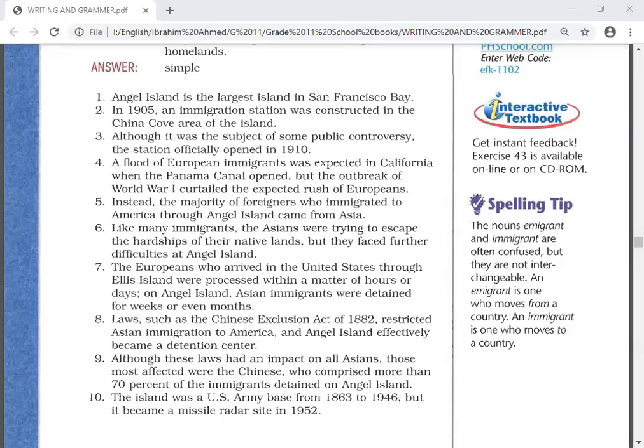Number 9. I'll go to Kiara. Kiara, can you do number 9? It's complex. Thank you. It's a complex sentence; "although" introduces the subordinate clause. Although these laws had an impact on all Asians, those most affected were the Chinese, who comprised more than 70% of the immigrants detained on Angel Island.